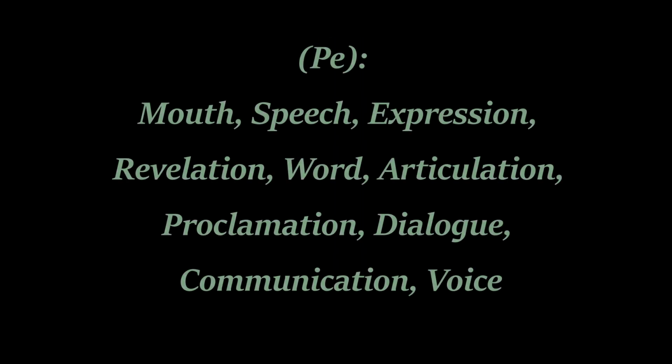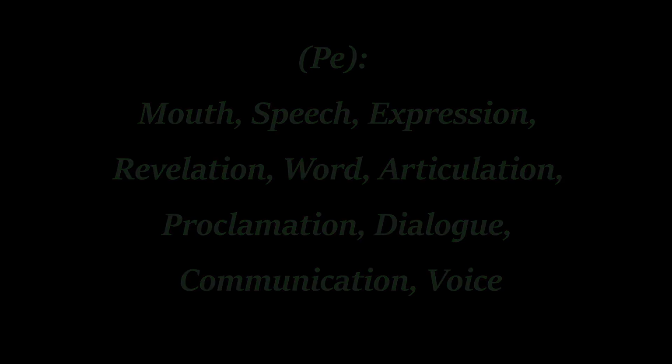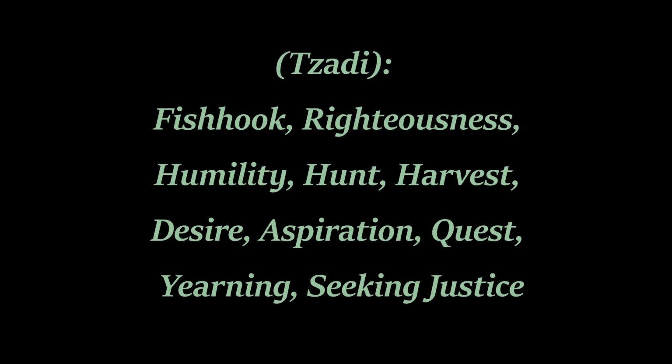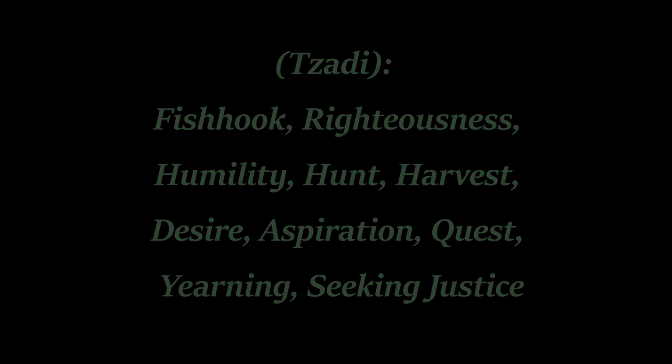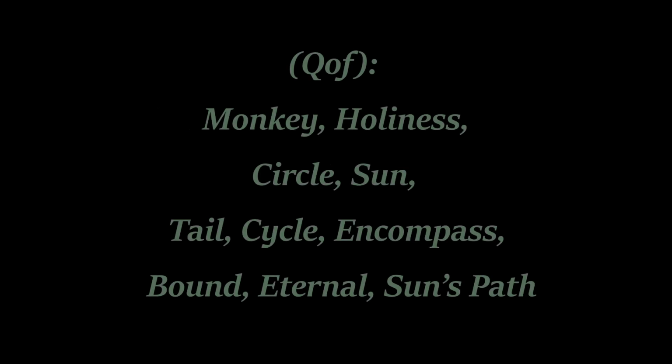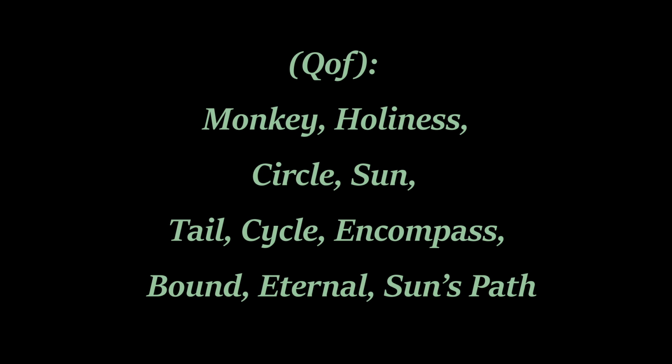Pe: mouth, speech, expression, revelation, word, articulation, proclamation, dialogue, communication, voice. Tzadi: fishhook, righteousness, humility, hunt, harvest, desire, aspiration, quest, yearning, seeking justice. Kof: monkey, holiness, circle, sun, tail, cycle, encompass, bound, eternal, sun's path.